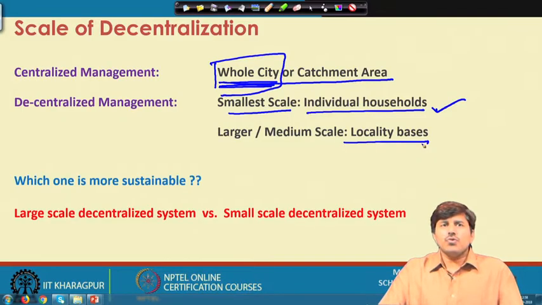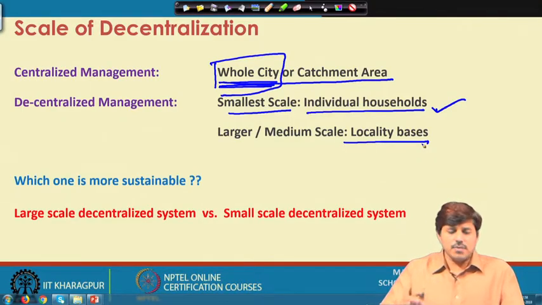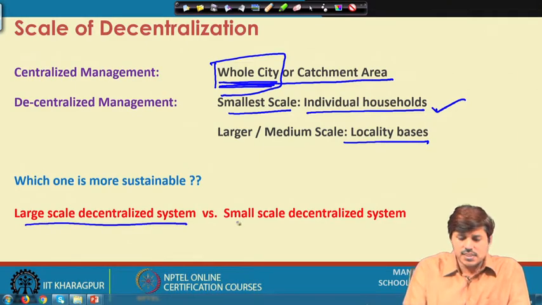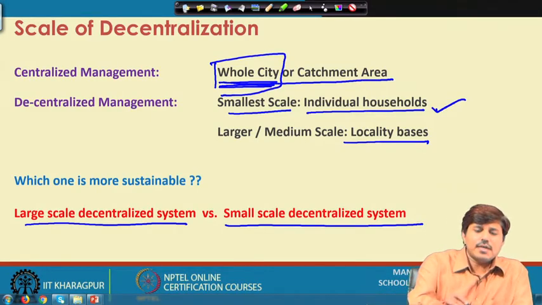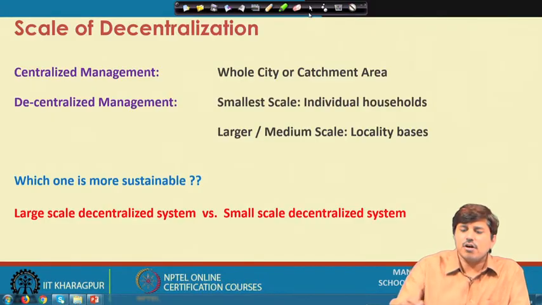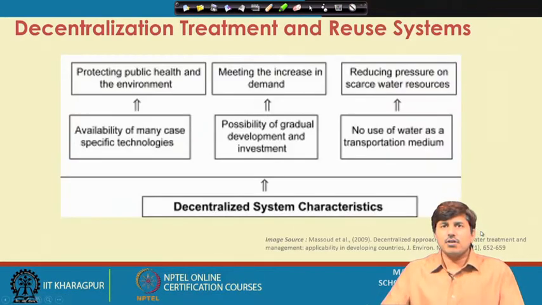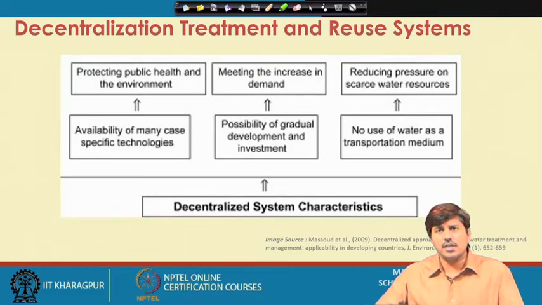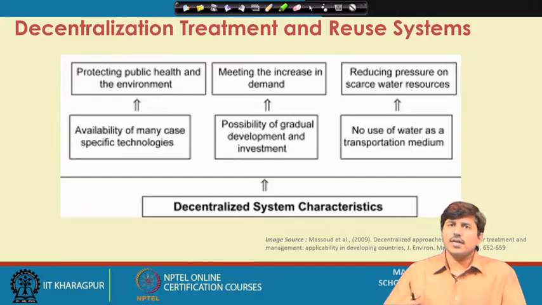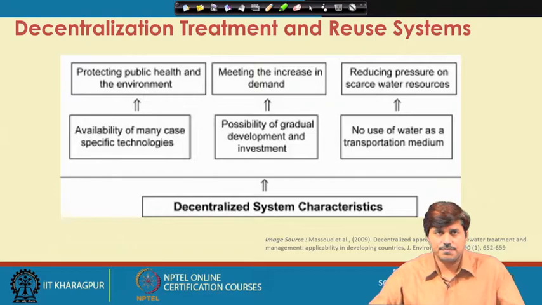So, which one is more sustainable, a large scale decentralized system or a small scale decentralized system? They both have their own advantages and disadvantages. But from a financial or environmental aspect, it is not always preferable to go for a very large system, and at the same time it is not preferable to go for individual household level systems or those small level systems, because then the cost aspects and management aspects come into the picture.